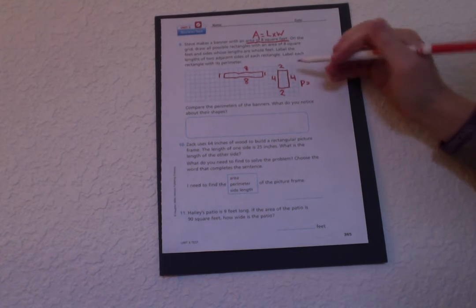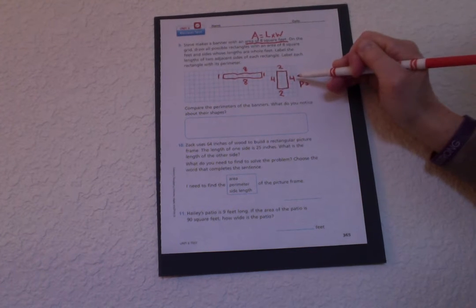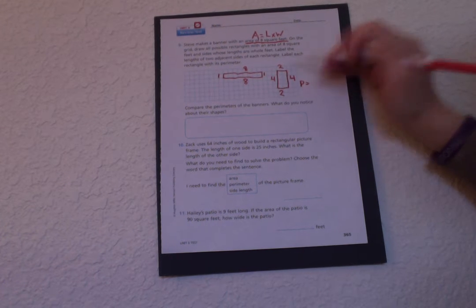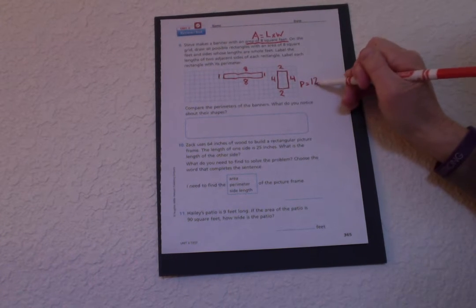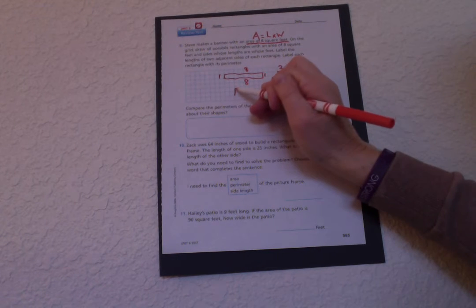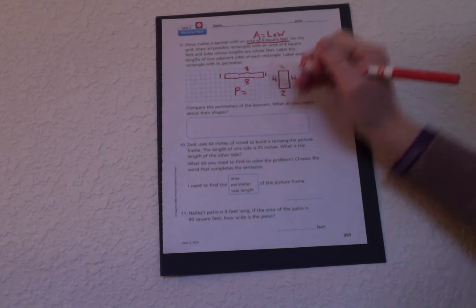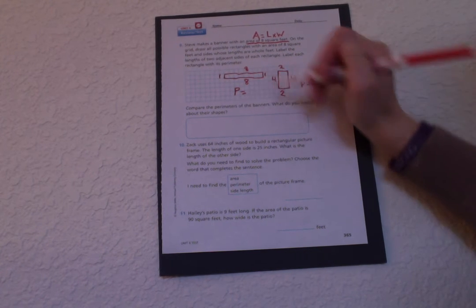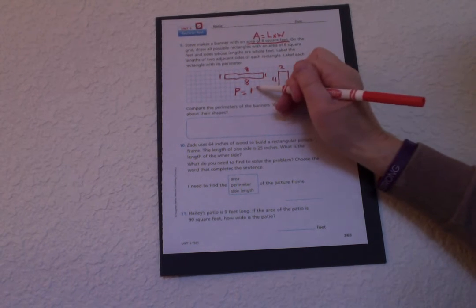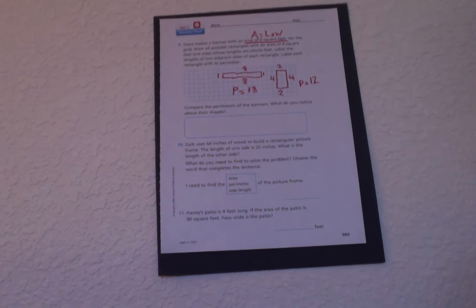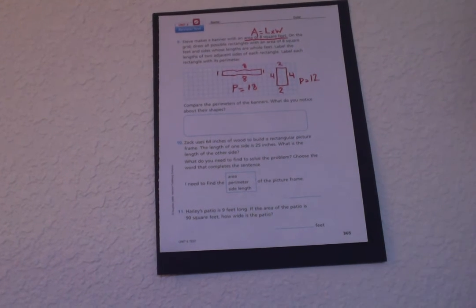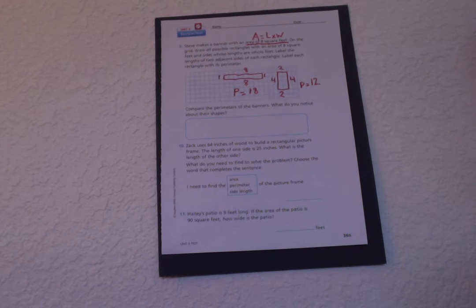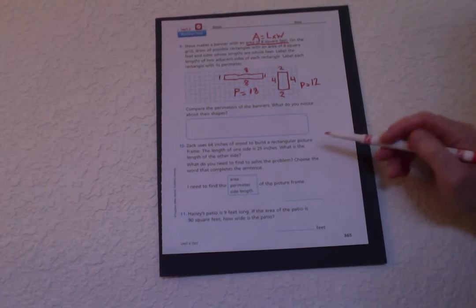So if I do the perimeter for this rectangle, 4 and 4 is 8, 2 and 2 is 4, so 8 plus 4 is 12. If I do the perimeter for this rectangle, 8 and 8 is 16, 1 and 1 and 2, 16 and 2 is 18. Go ahead and fill in what you think. I'm going to leave that one up to you guys. I'm going to move on to number 10.